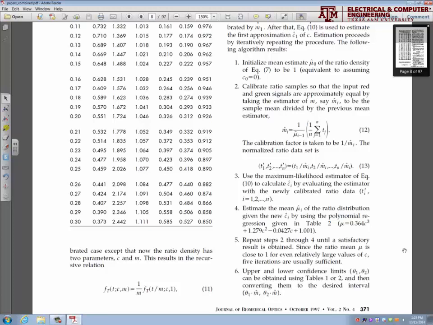So usually in about 5 iterations or so, you will converge to the correct value, right? And they used a polynomial as a function of C, right? They went ahead and calculated the mean of the ratio distribution using polynomial regression.